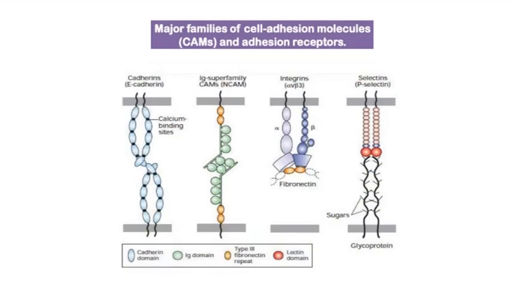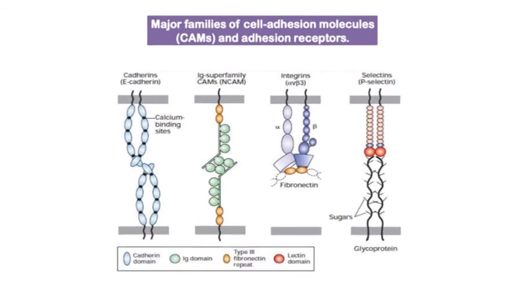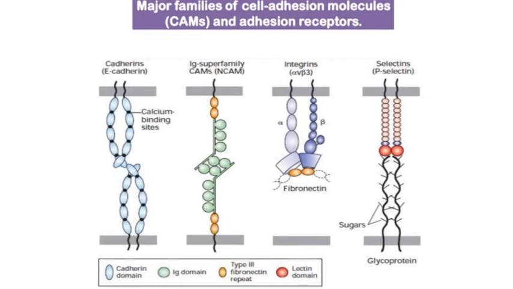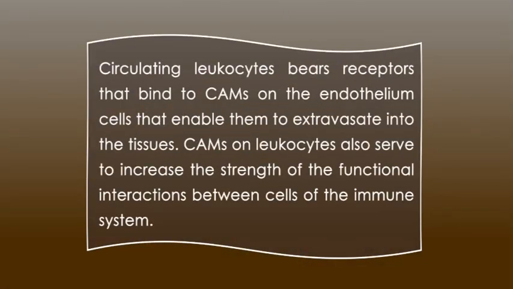Endothelial cells therefore express leukocyte-specific cell adhesion molecules, or CAMs, to facilitate extravasation. Some of these membrane proteins are expressed constitutively and others are expressed only in response to local concentration of cytokines produced during an inflammatory response. Circulating leukocytes bear receptors that bind to CAMs on the endothelial cells that enable them to extravasate into tissues. CAMs on leukocytes also serve to increase the strength of the functional interaction between cells of the immune system.